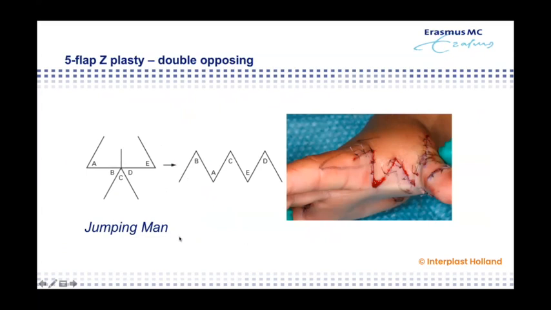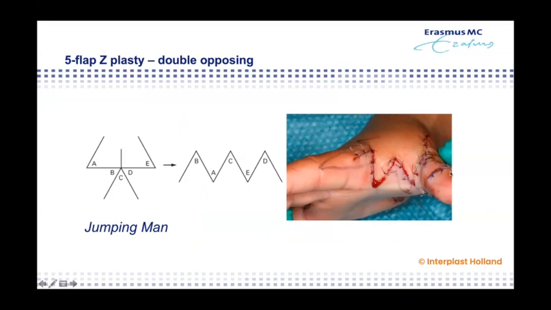I don't know if any one of you is in sports, but the jumping jack is the one where you have to stand and do this with your arms and your legs. I discovered that a lot of residents or students remember this. If you just do it like this, and you do the jumping jack, they will remember the way they have to draw the double opposing Z plasty with this little thing in it.